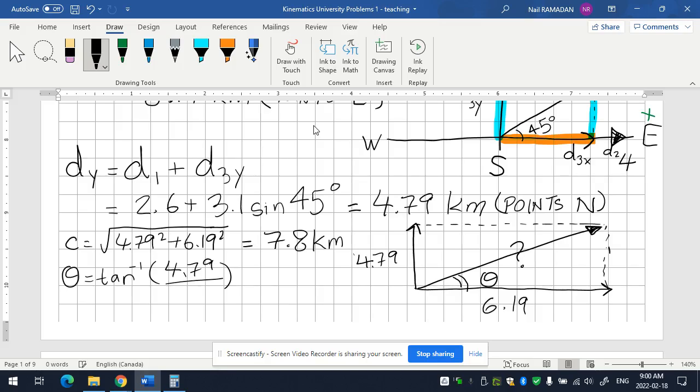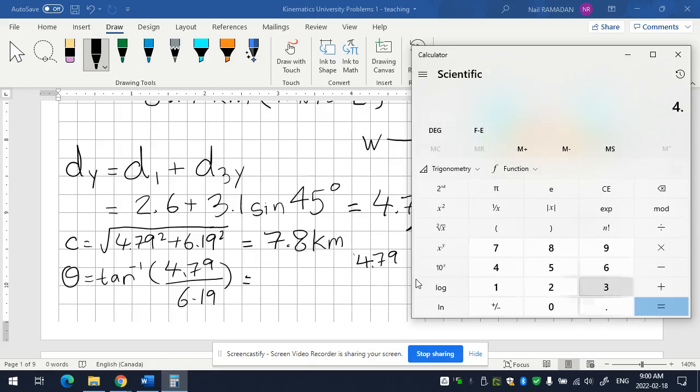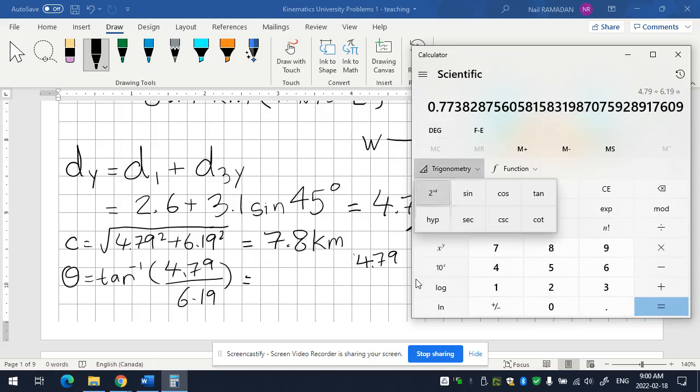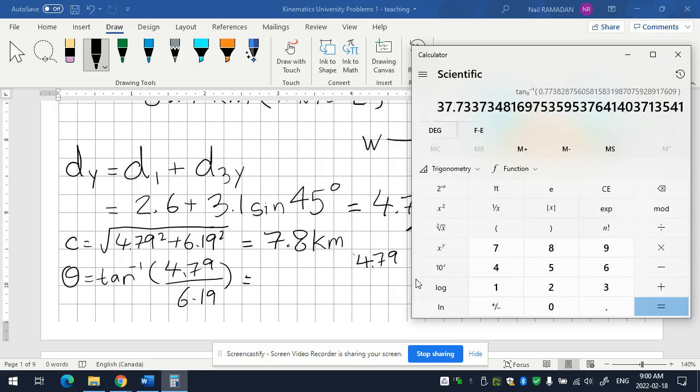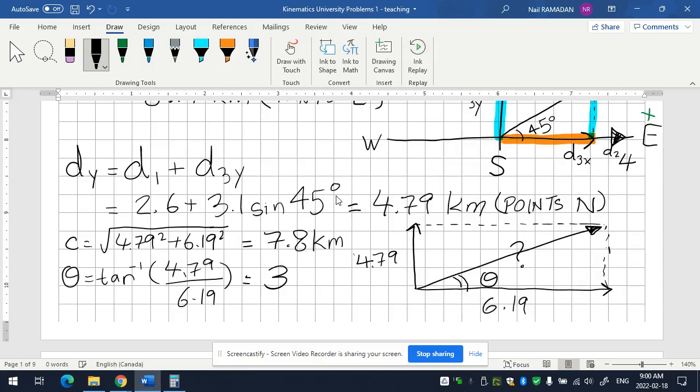So theta equals tan inverse of 4.79 over 6.19. I know one thing about this. It's got to be less than 45 degrees because it did not make it exactly halfway through. So 4.79 divided by 6.19. Please press shift or second because you're going backward now, and then hit tan inverse. 37.7. What is that to 2 sig figs? Which apparently happens to be a whole number, so 38 degrees.